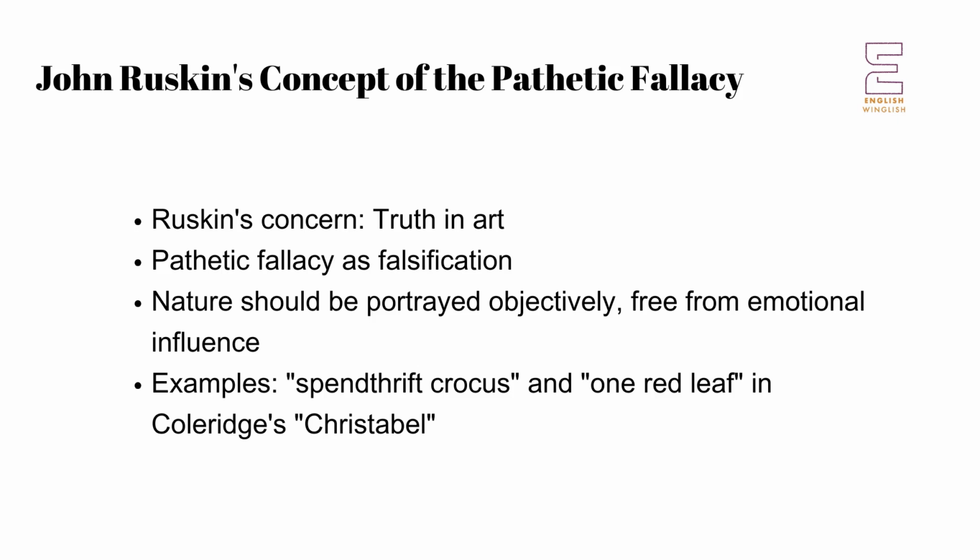He used examples like personification of the spendthrift crocus and the dancing one red leaf in Coleridge's Christabel to illustrate how the pathetic fallacy creates beautiful but untrue and morbid representations of nature.